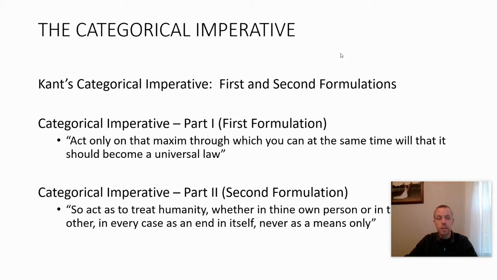Secondly, you want to treat others. Here he says, so act as to treat humanity, whether in your own person or in someone else, that in every case they're treated as an end in itself and never as a means only. Now, this doesn't mean that we don't have some instrumentality in how we treat others, but we should never only treat them as a means. We have rationality, they have rationality. We must see that all of us have an end in ourselves that we must respect.